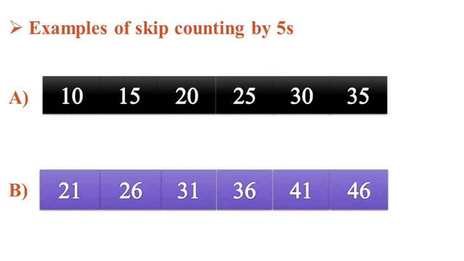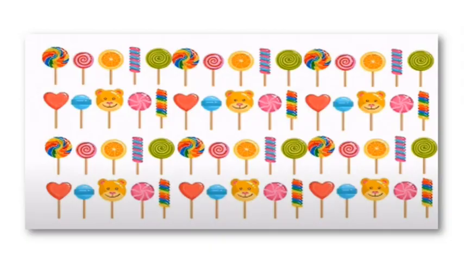See the next example, 21. Again I have to add 5 to 21. So 21 plus 5 equals 26. 26 plus 5 equals 31. 31 plus 5 equals 36. 36 plus 5 equals 41. And 41 plus 5 equals 46.